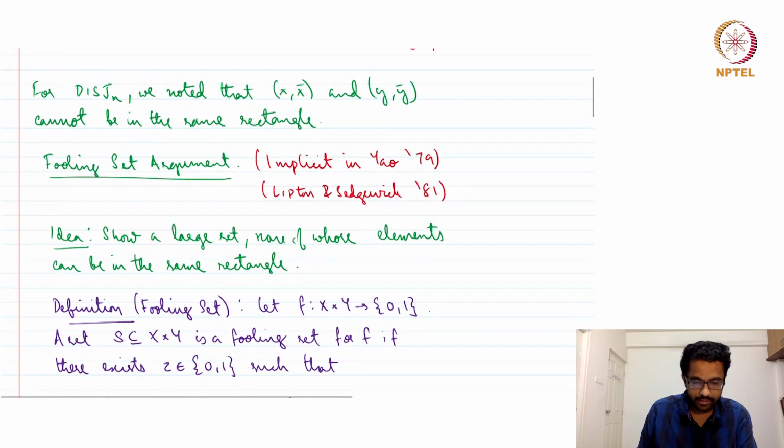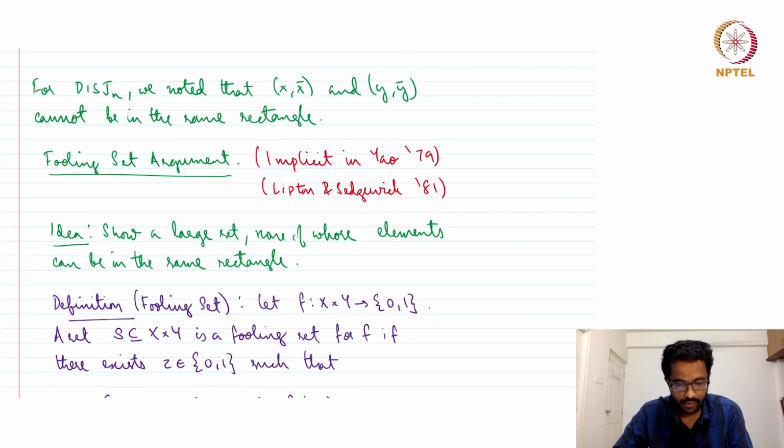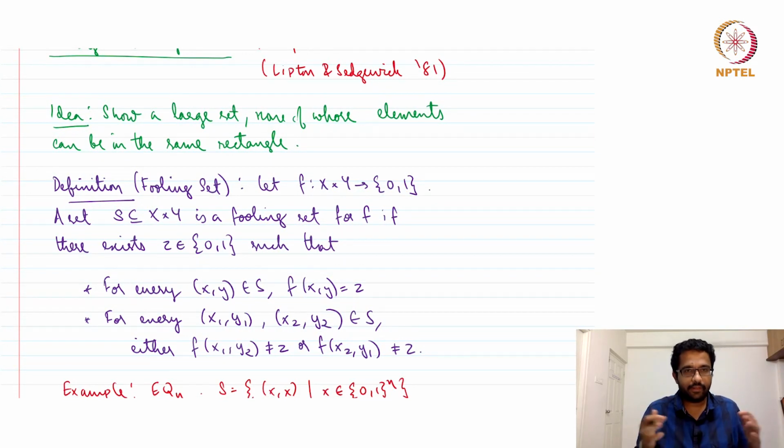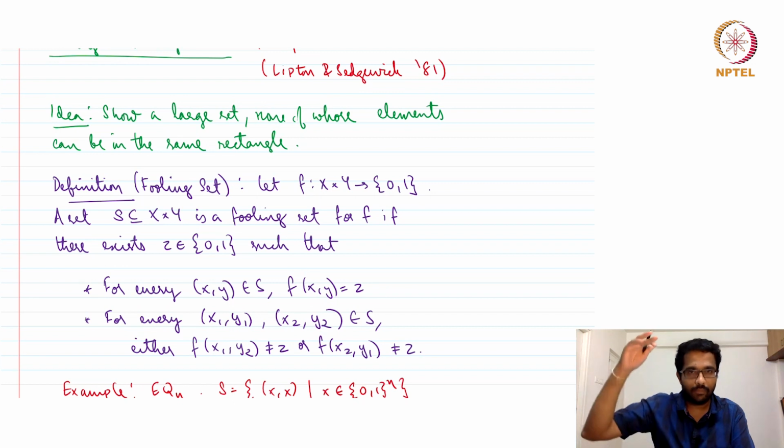This type of argument is called the Fooling set argument. This was implicit in Yao's paper that introduced communication complexity, but made explicit later by Lipton and Sedgewick. The idea is to show a large set of input pairs, such that none of these pairs can be in the same rectangle. So if you show 100 input pairs, none of which can be in the same rectangle, then all of these have to be in separate rectangles. So there have to be 100 rectangles, and that gives you a bound on the number of leaves, and therefore a bound on the height of the tree, which is what we are looking for.